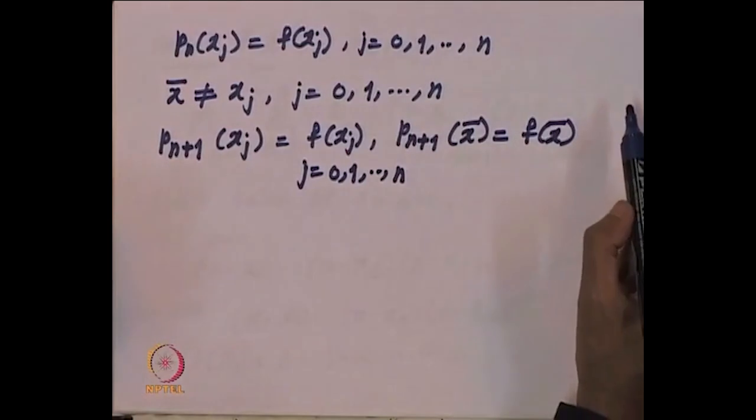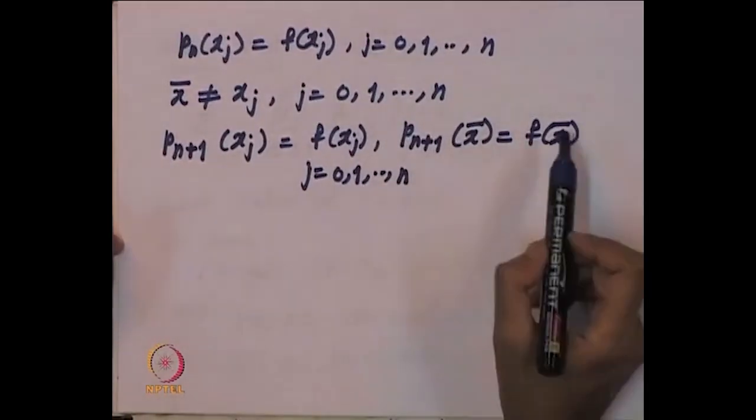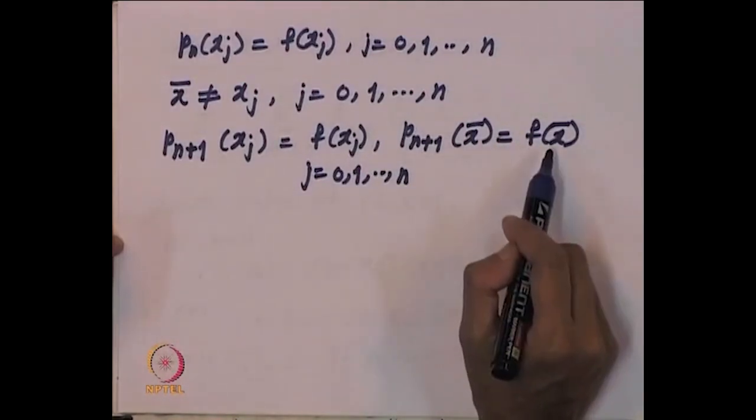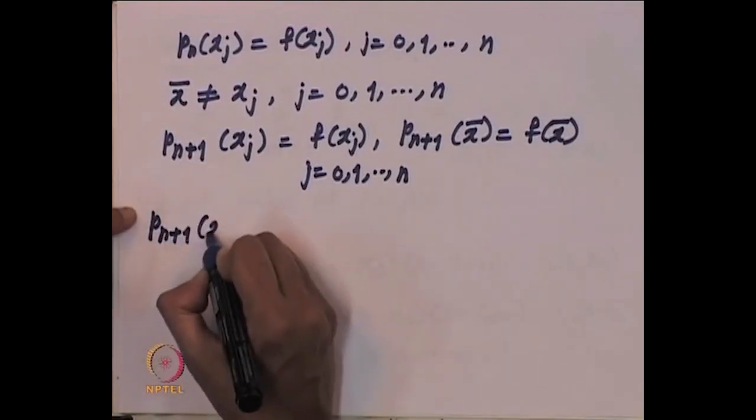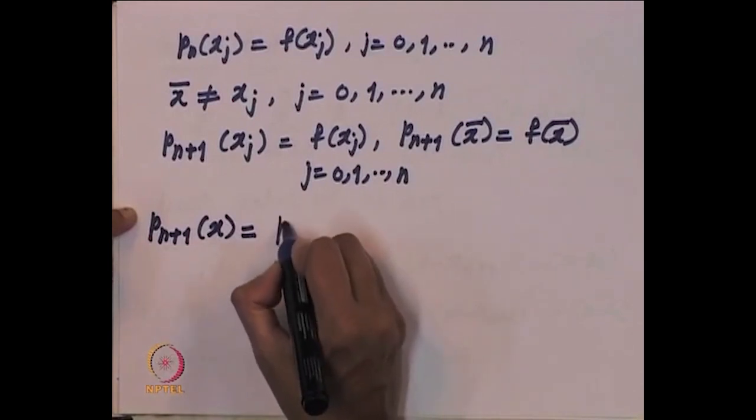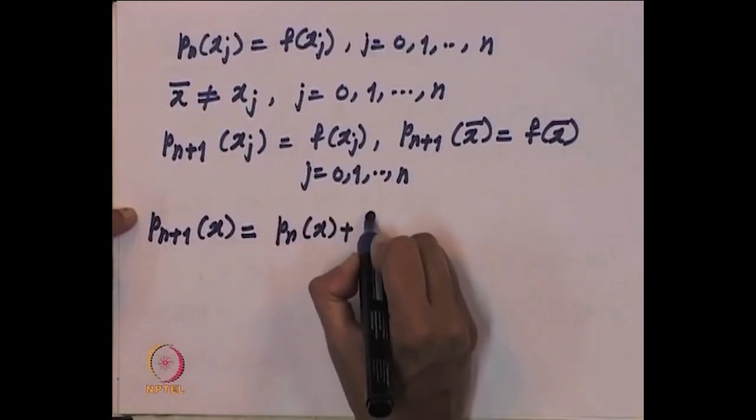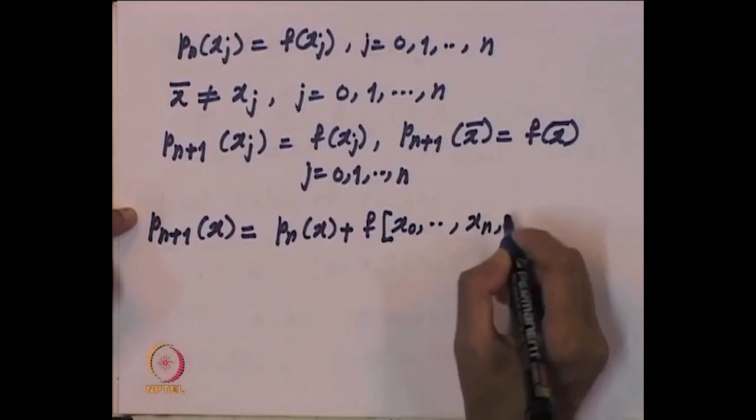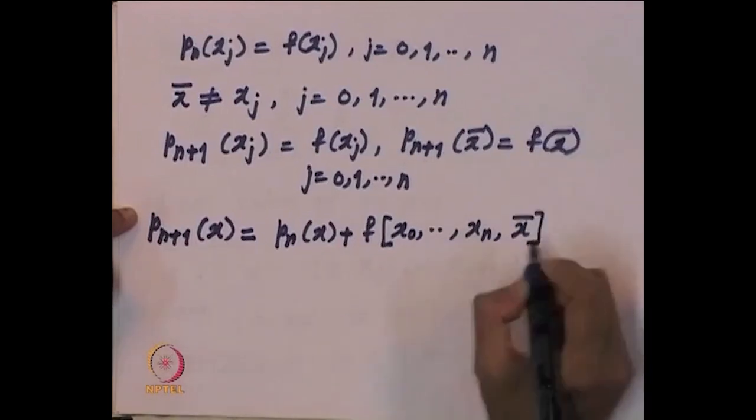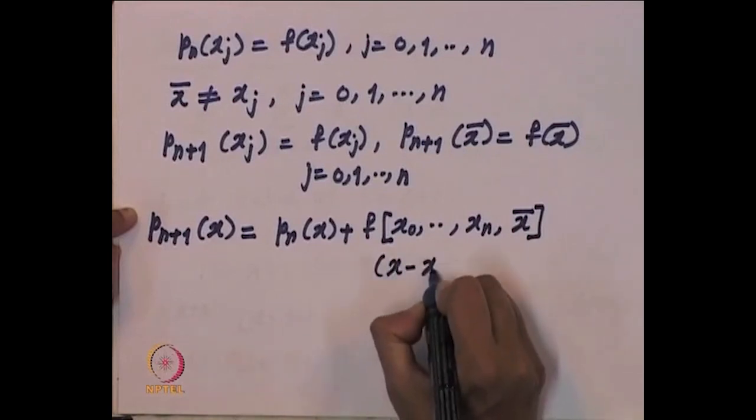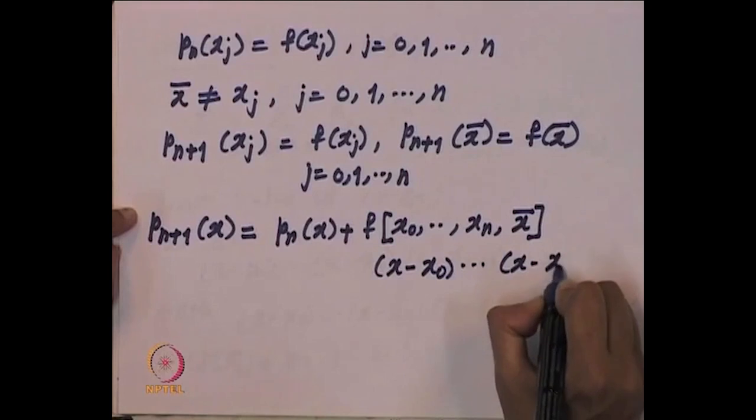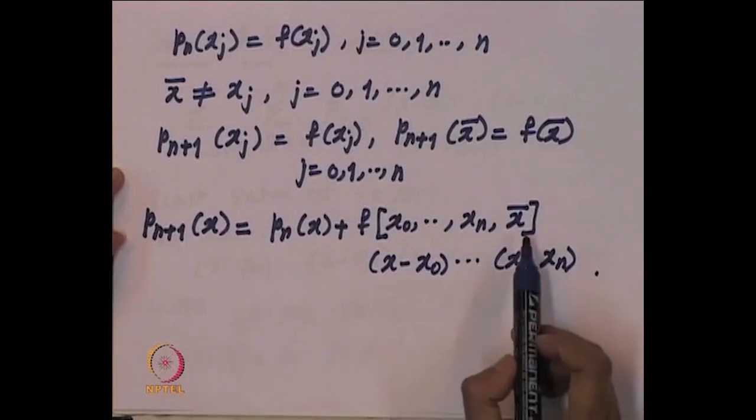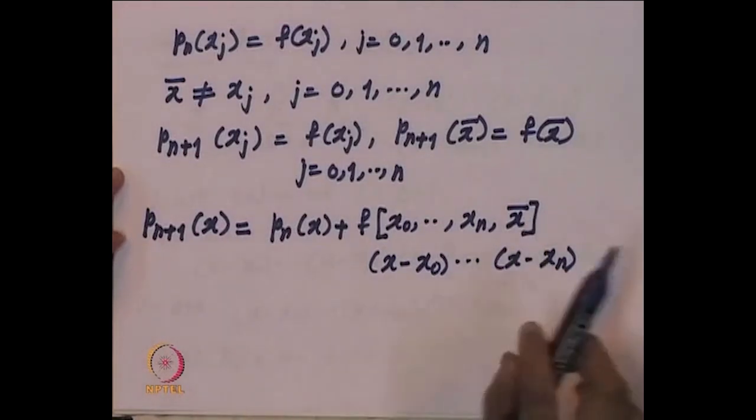So, instead of taking x n plus 1 to be a fixed point, afterwards I want x bar to vary over the interval a b. So, that is why I am denoting it by x bar. Now, p n plus 1 of x will be equal to p n of x plus the divided difference based on x 0, x 1, x n, additional point which is x bar, multiplied by x minus x 0, x minus x n. So, this is my polynomial p n plus 1. What earlier I was calling x n plus 1, I am calling it x bar.